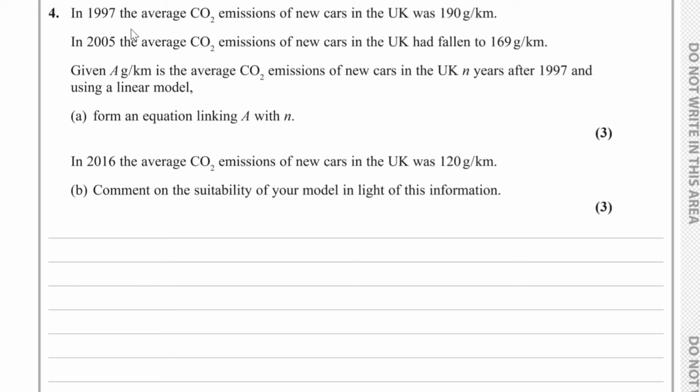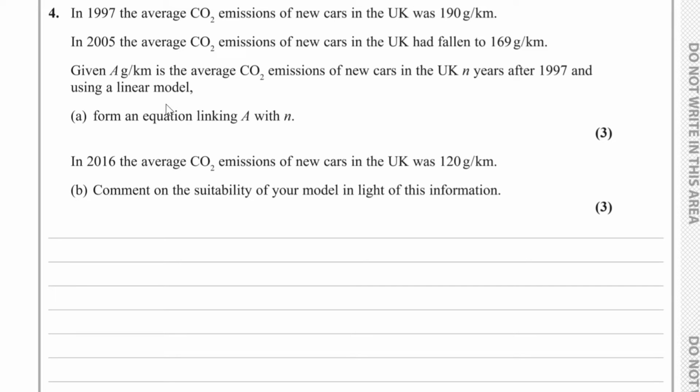Question number 4. In 1997, the average CO2 emissions of new cars in the UK was 190 grams per kilometre. In 2005, the average CO2 emissions of new cars in the UK had fallen to 169 grams per kilometre. Given that A grams per kilometre is the average CO2 emissions of new cars in the UK n years after 1997, and using a linear model, we have to form an equation linking A with n.